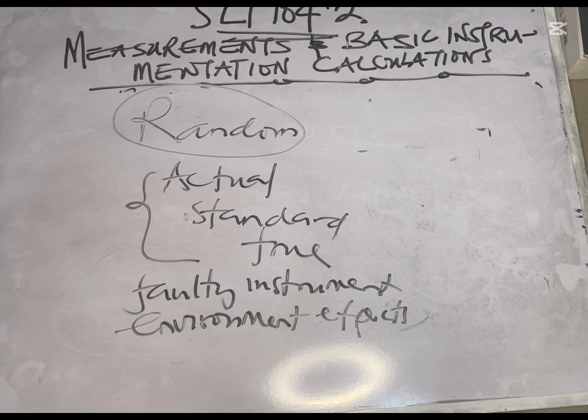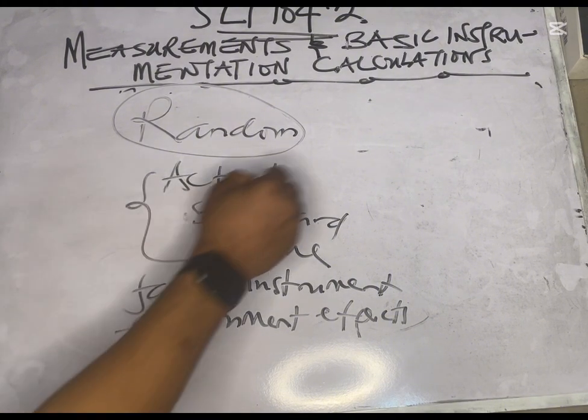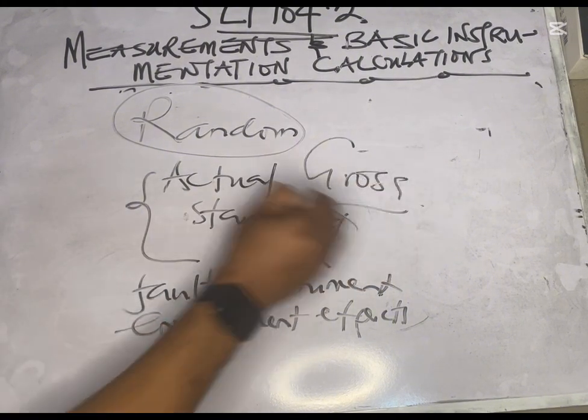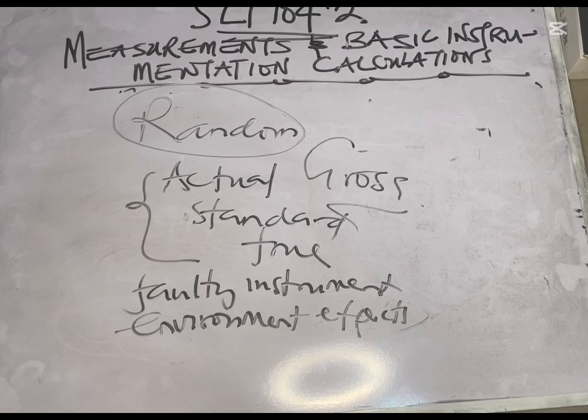And we have gross errors. Gross errors are errors that occur due to human mistakes. They are also called human errors. They can occur due to mistakes, carelessness, distraction. You're in the laboratory and you are being distracted, you're taking a particular measurement and you're not focusing on it, then it can lead to gross error.